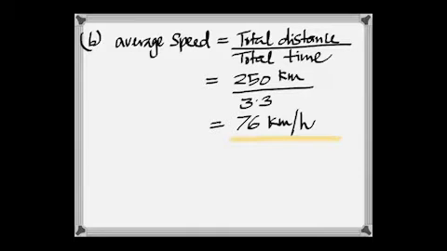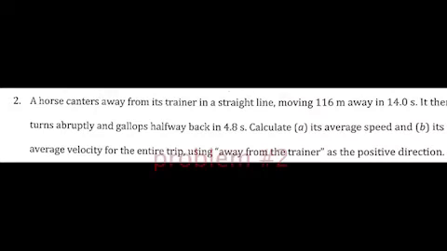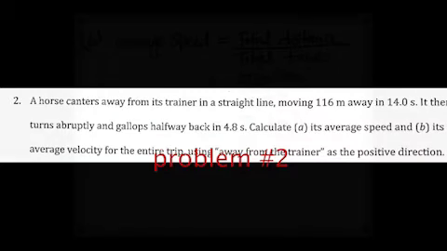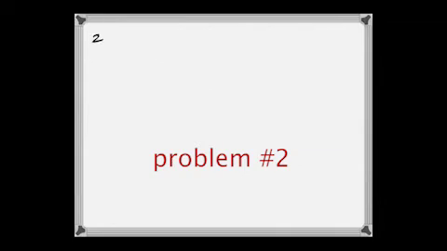So the average speed is total distance by total time, and we got the total distance as 250, didn't we? 250 divided by 3.3, that's 76 kilometers per hour. Okay, that was the B part of problem 1. All right, question 2.